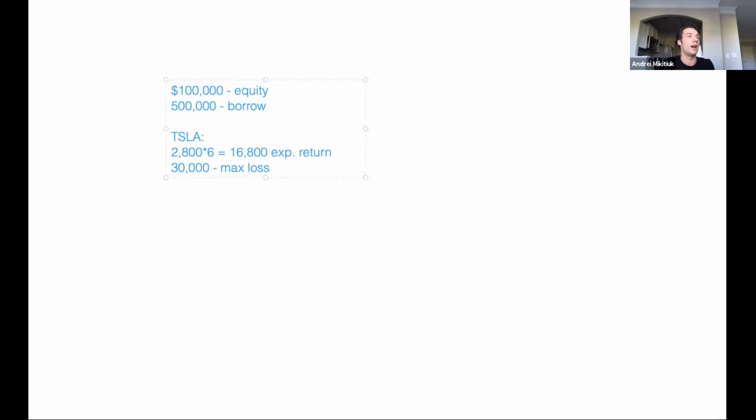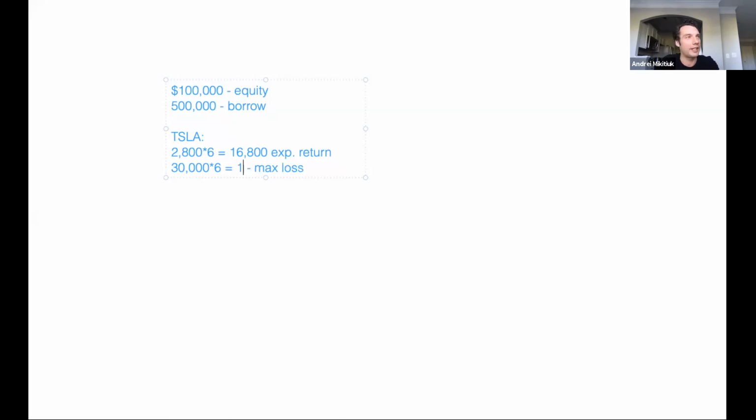$16,800. Well, much better, right? So return on equity now is 16%. Amazing business. But what is my risk now? My risk now is also multiplied by 6 because I have invested $600,000.